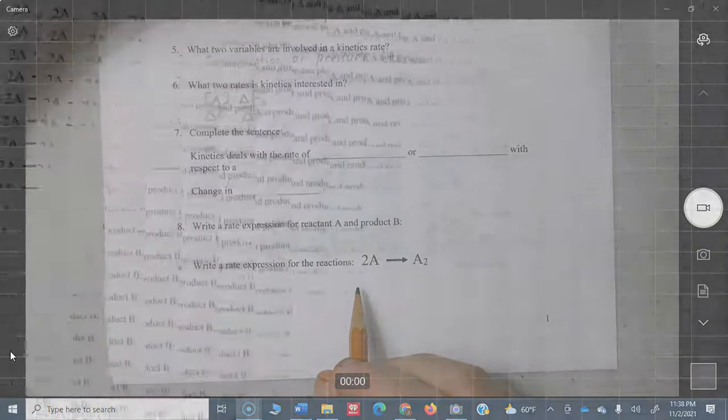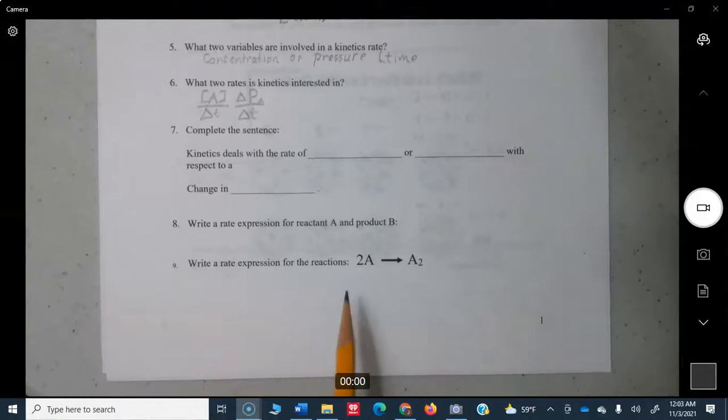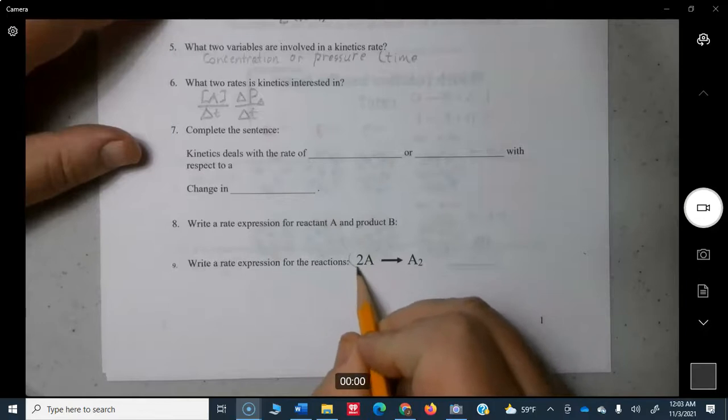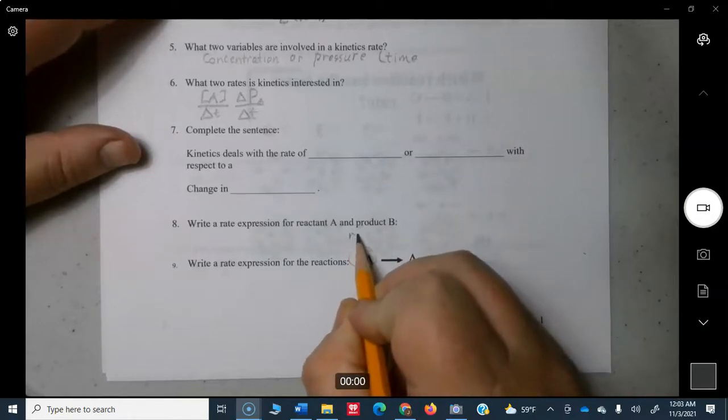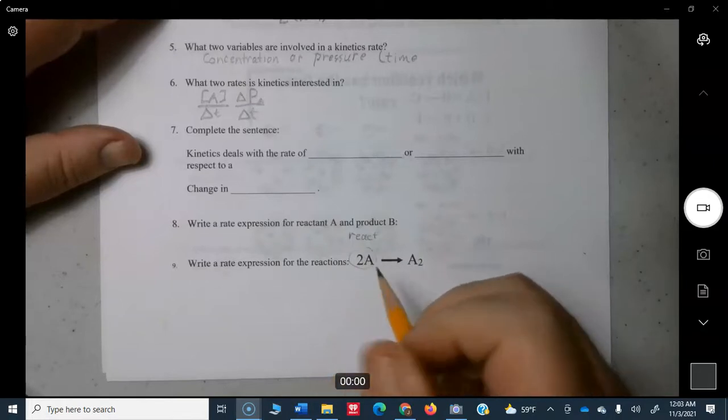So the rate expression would be, okay, let's look at number 9. Write a rate expression for the reaction 2A produces A2, a molecule of A2. So this is covered in the video right around 13 minutes, a little after 13 minutes. But let's go ahead and do it here. It's a little confusing with the negative signs. So this is a reactant. That means it's decreasing. And so there's an implied negative sign there because it's decreasing.